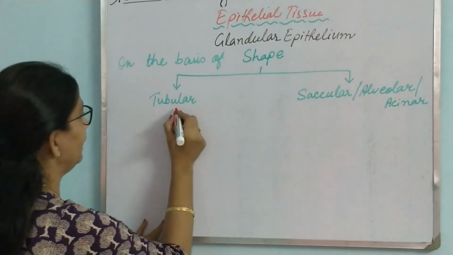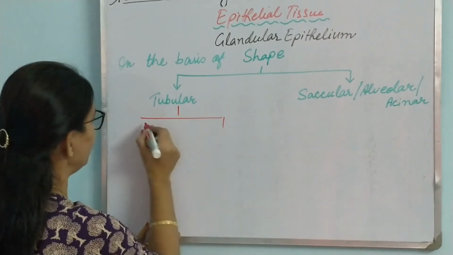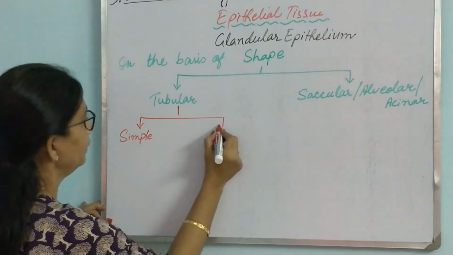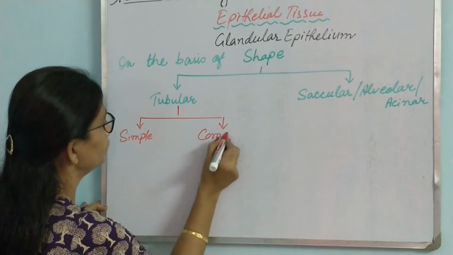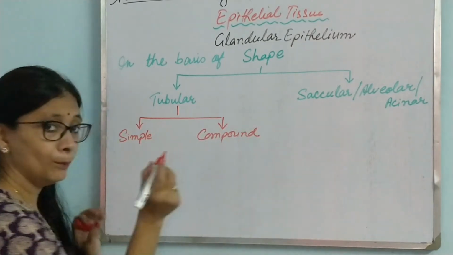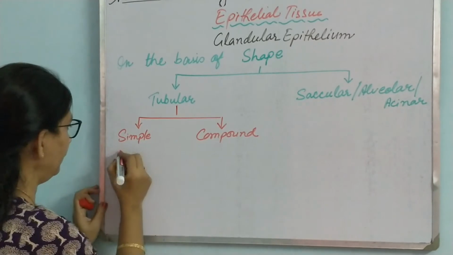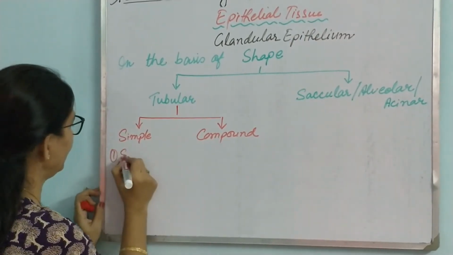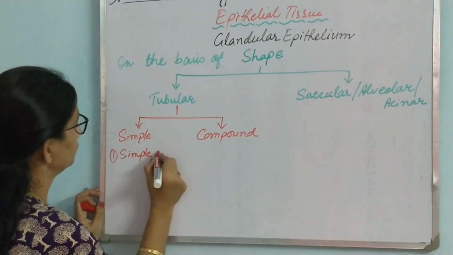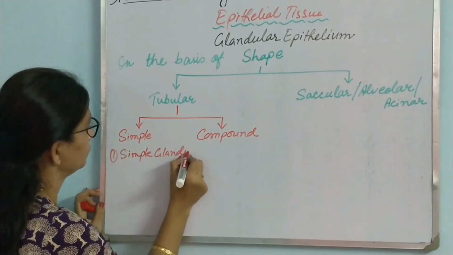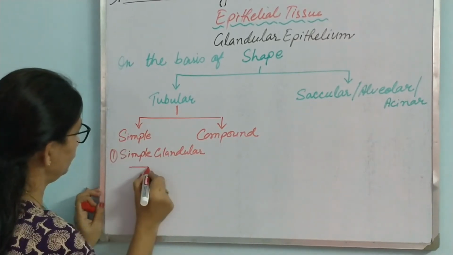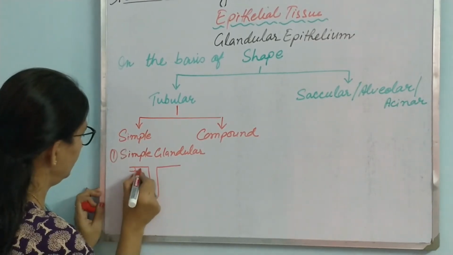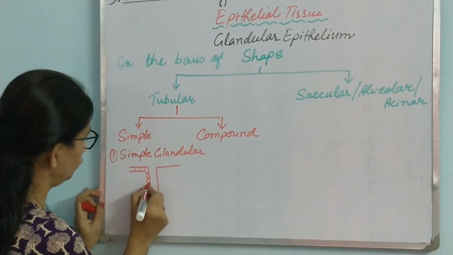Now, tubular glands may be of two types. One is simple, which comprises just one tube, and the other is compound, which will have multiple tube-like structures. Now, simple can be either simple straight, like suppose this is the gland made up of rows of cells.